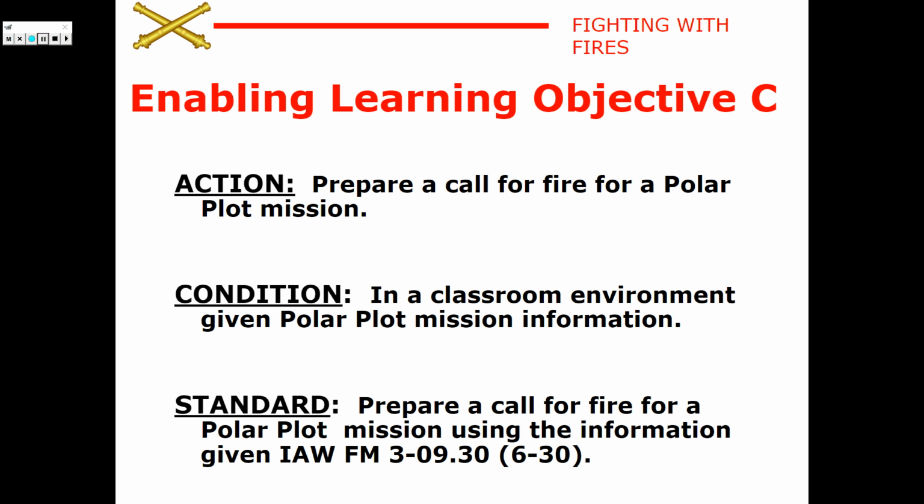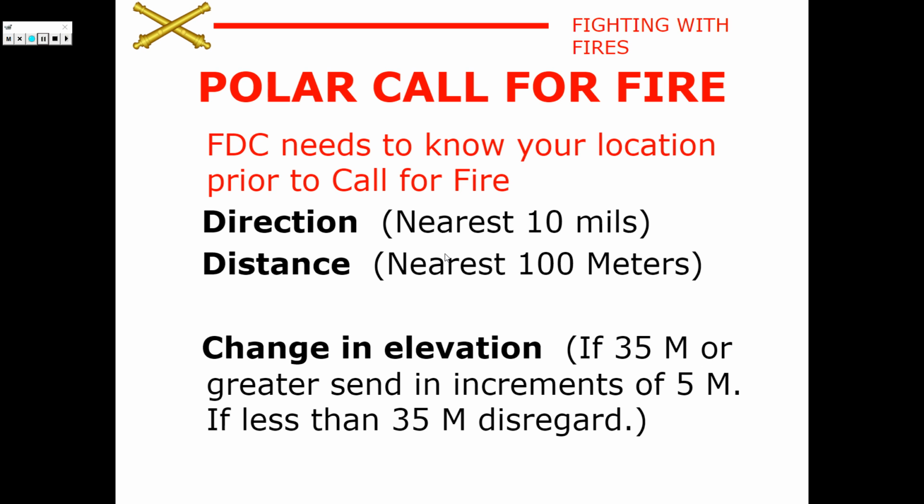But we'll talk about grid in another video. But for right now, let's just focus on polar. Now for a polar call for fire to work, the fire direction center or the fire cell at the squadron TOC needs to know your location. If they don't have your location, they cannot facilitate the polar plot to identify the target location. So when you check in as an observer the first time, you need to report your observer location. Then once you've reported your observer location, you can call for fire.